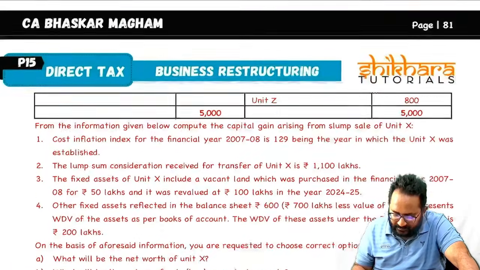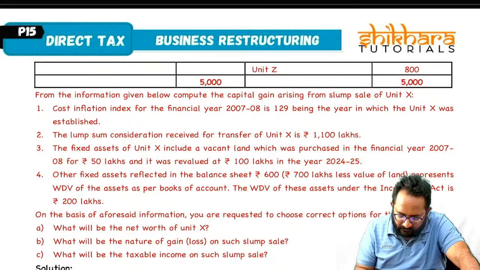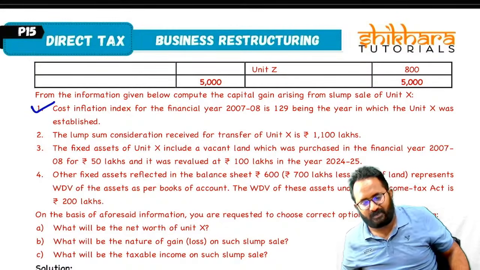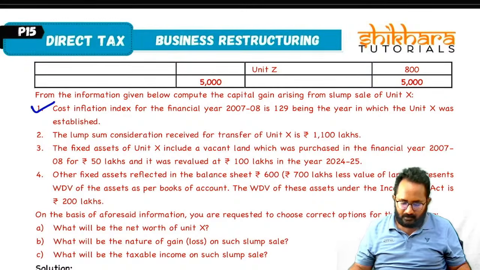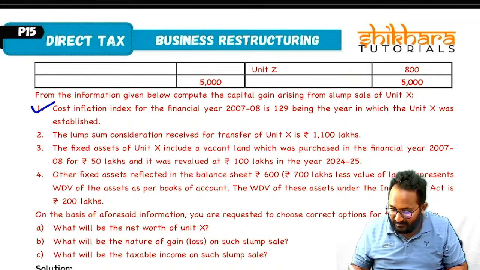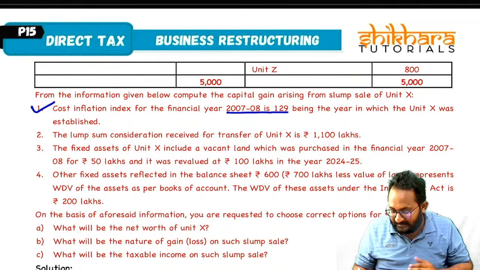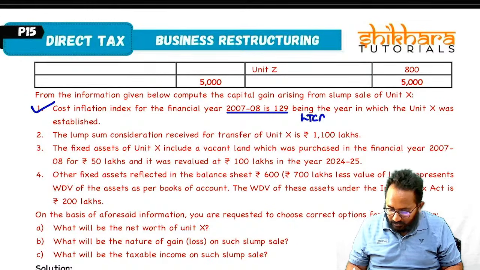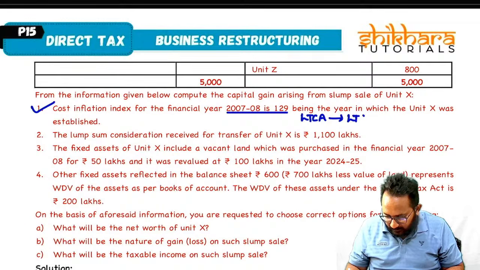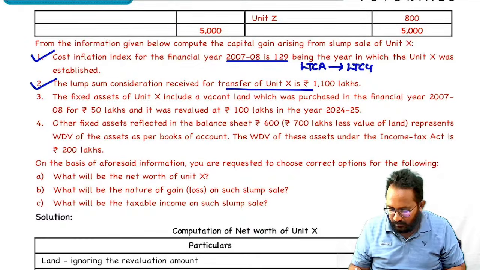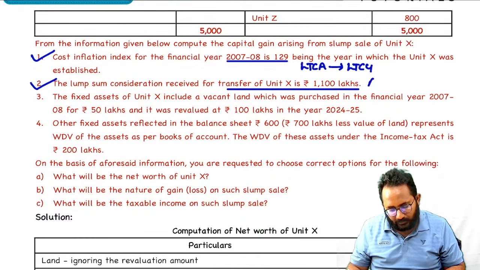Now listen carefully. The first point: cost inflation indexation factor, is it irrelevant or relevant for slump sale? Irrelevant. But clearly one important point I understood: our unit was established in 2007-8, so our unit is a long-term capital asset. Consequently, we get long-term capital gain. What is the lump sum consideration we received? 1100. Is it only AC or FMV 2?